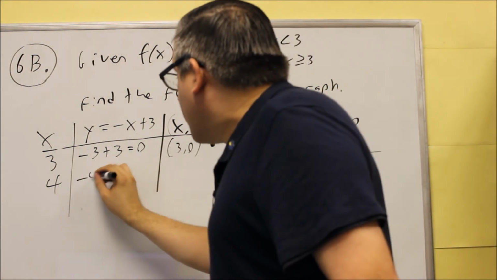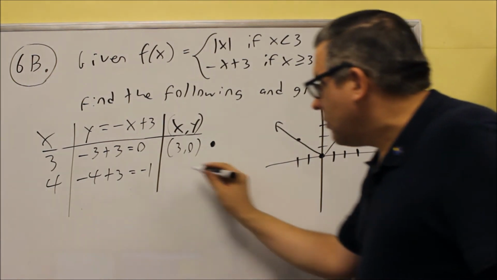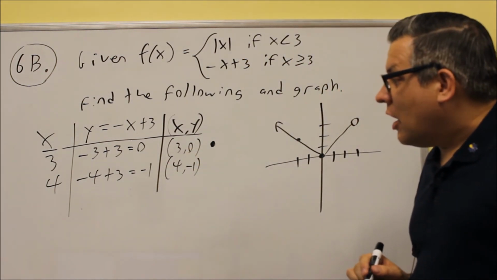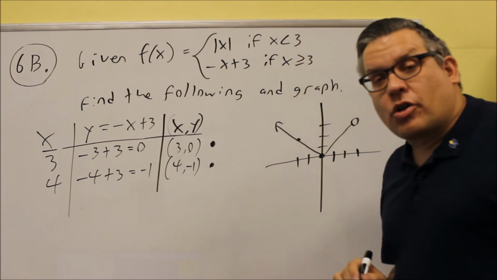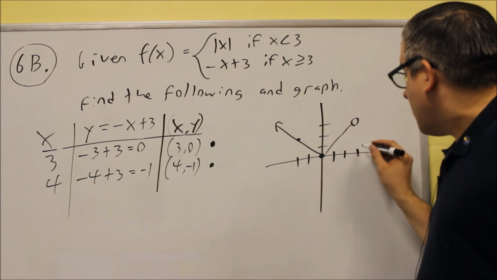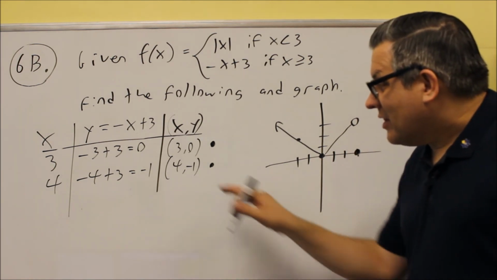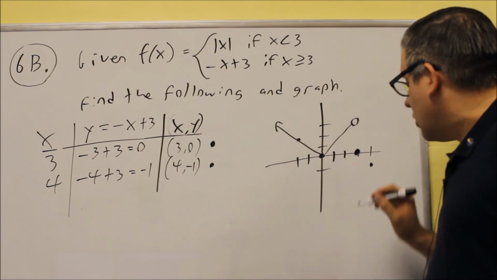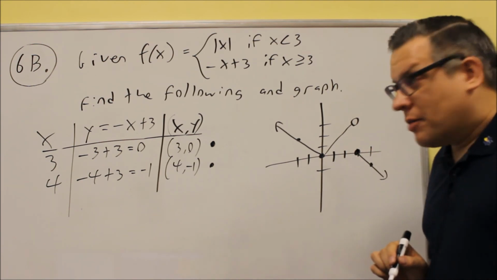For 4, we do negative 4 plus 3, and we get negative 1. The coordinate's going to be 4 and negative 1. That's also going to be closed. Let's plot those. 3 comma 0 is going to be closed right there. And then we have 4, negative 1. That's going to be closed also, and then they'll just keep on going down this way.